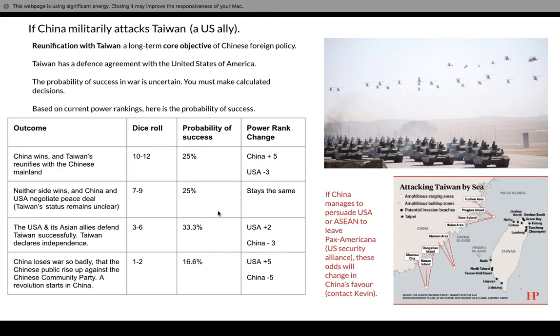Okay, so that's important. If you manage to persuade Japan and ASEAN to join a Chinese security framework and leave the Pax Americana, these odds will change.